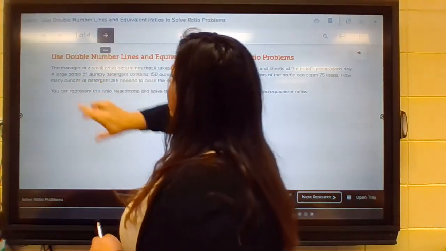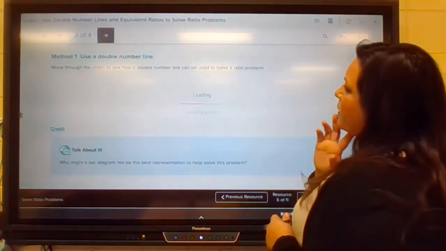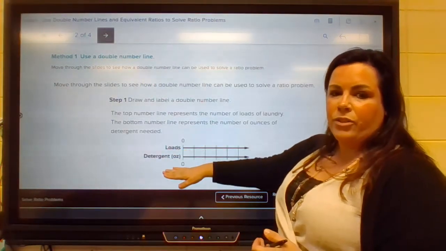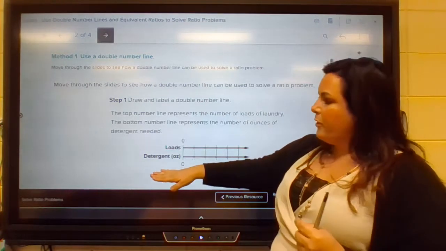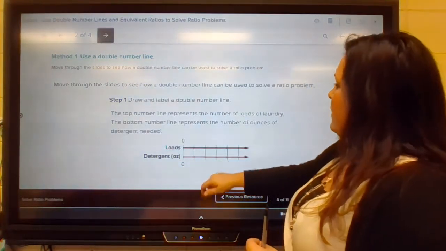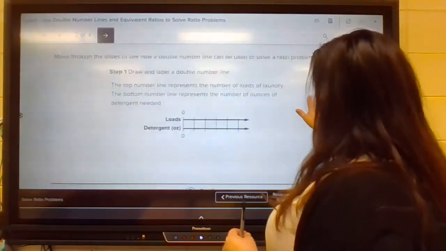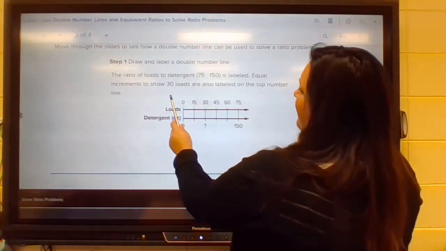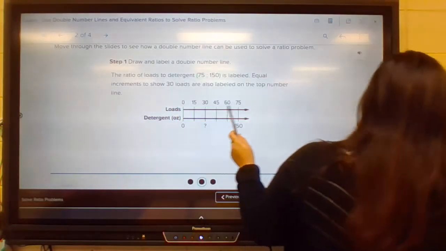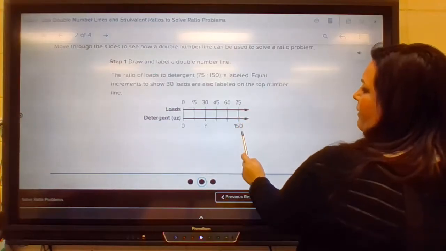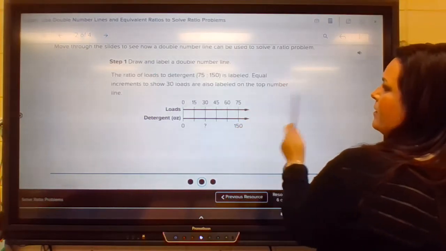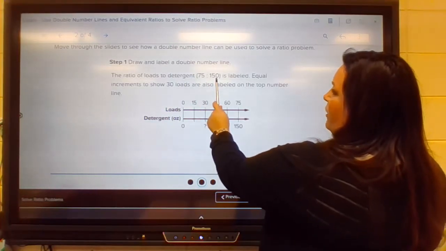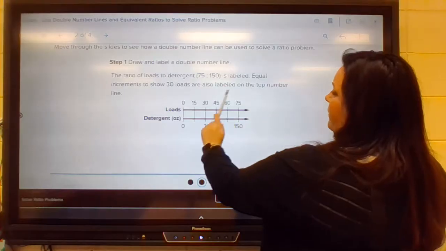We want to move forward. So the first thing we do is to draw and label a double number line, right? Loads and detergent ounces would be the labels for our two number lines. And then we can go ahead and label each of them. Our original ratio was 75 to 150, because that's what we were told. It makes 75 loads with 150 ounces of detergent, okay?